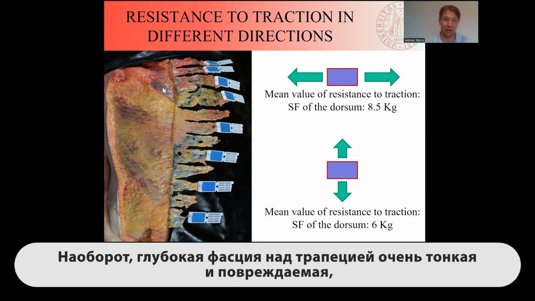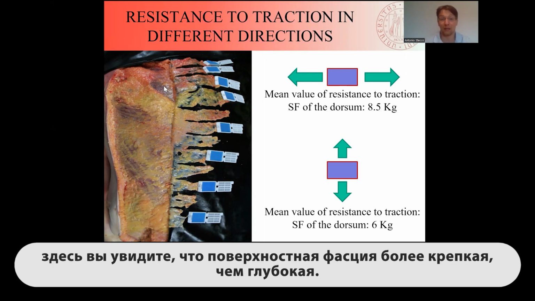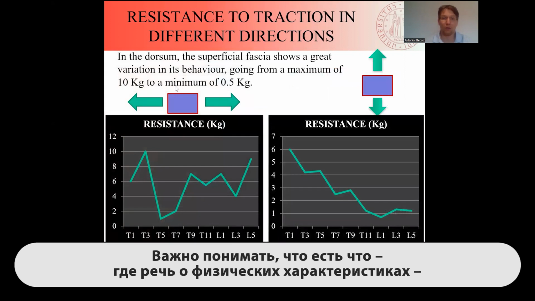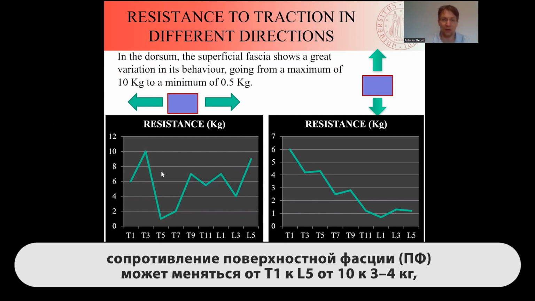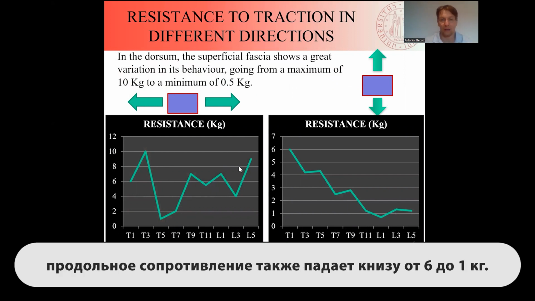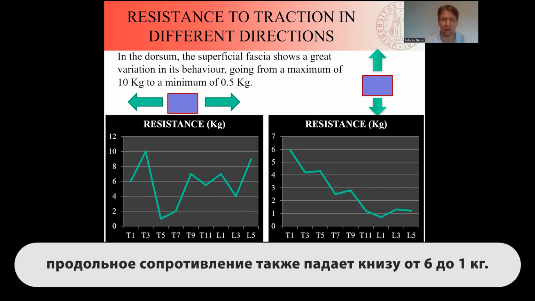At the opposite, the deep fascia over the trapezius is very thin, very fragile, so it is quite a particular area. I mean, you will find out that the superficial fascia is even more resistant than the deep fascia. So it's very important to understand what its physical characteristics are. So as I said, superficial fascia from T1 down to L5, the resistance can go from 10 kilograms down to 3-4 kilograms. As you go down, resistance in the longitudinal direction will decrease from 6 down to 1 kilogram. But it is still a tissue that has, again, an importance in our body.